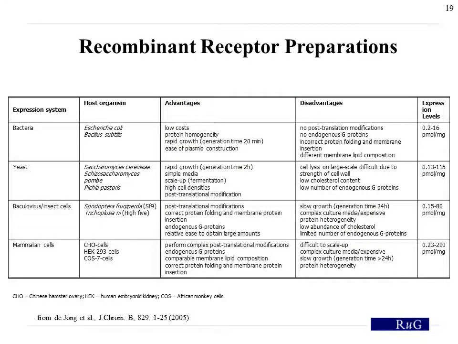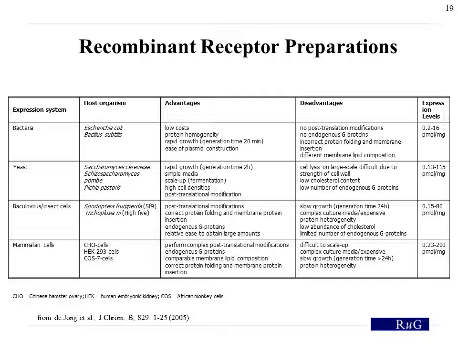Recombinant receptors can be prepared in different heterologous expression systems, starting from bacteria all the way to mammalian cells. Bacteria are easy to grow, but they have a lot of disadvantages when it comes to receptor preparations. They cannot do most of the post-translational modifications that may be important for receptor activity and binding. They do not have endogenous G proteins like for G protein coupled receptors. They may not provide the proper membrane environment for correct protein folding and membrane insertion, leading to receptors that are not active. Also, the different membrane lipid composition in bacteria is a disadvantage.